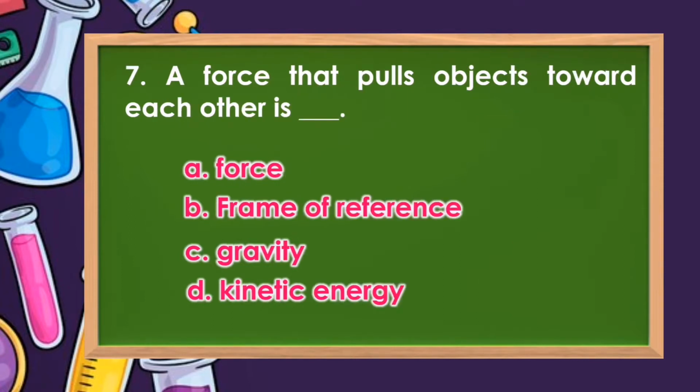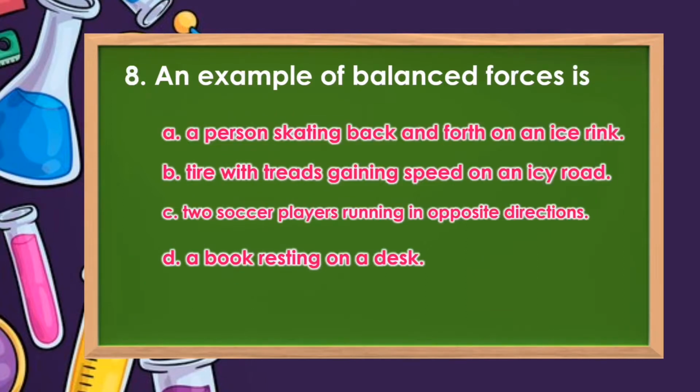A force that pulls object toward each other is blank. A. Force. B. Frame of reference. C. Gravity. D. Kinetic energy. Nice! The answer is letter C. An example of balanced forces is A. A person skating back and forth on an ice rink. B. Tire with treads gaining speed on an icy road. C. Two soccer players running in opposite directions. D. A book resting on a desk. Nice! The answer is letter D.